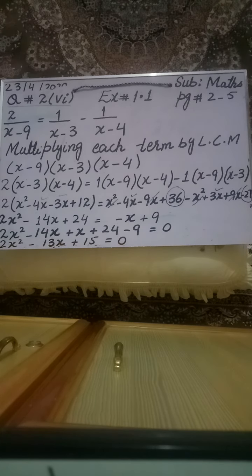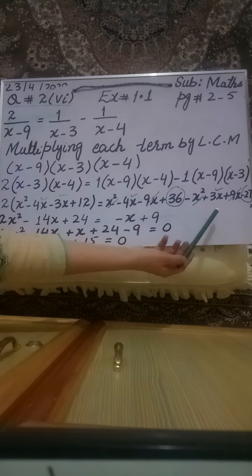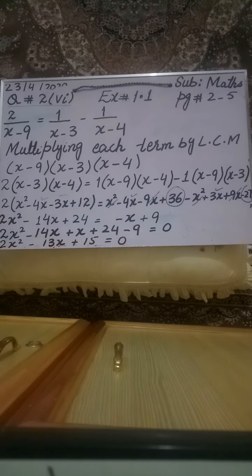The answer is minus x, since the minus sign is with the greater term. Then minus 27 plus 36, and the answer will be 9. Here what I have done is that I have brought all the terms to one side of the equation in order to write this in standard form.